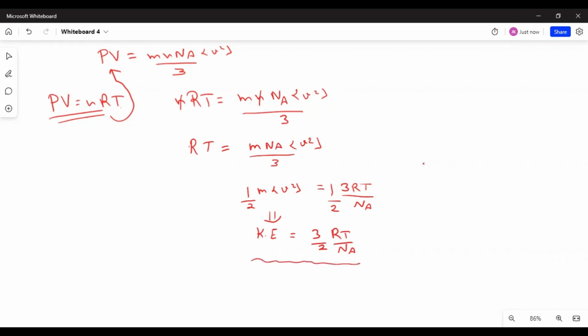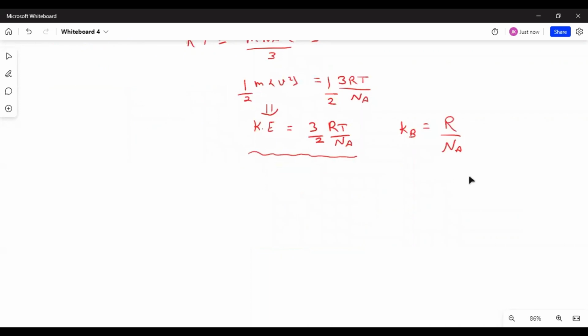Now we also know that Boltzmann constant is R, which is gas constant, upon Avogadro number. Therefore, the kinetic energy is 3 by 2 Boltzmann constant k_B T. This is the kinetic energy of an electron in a cube, in a metallic cube, right?